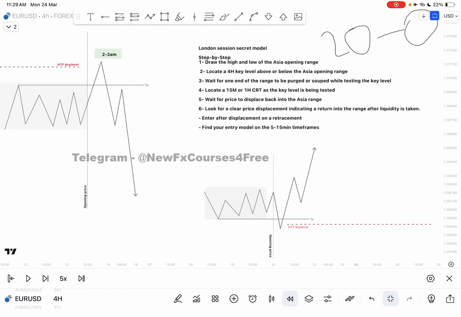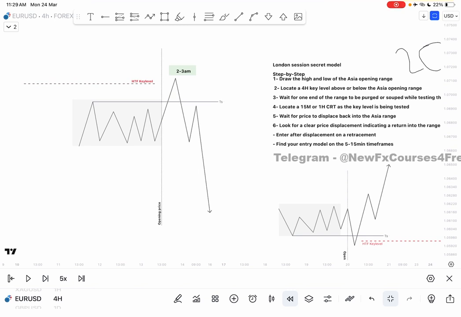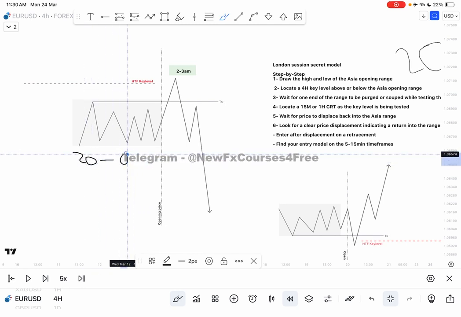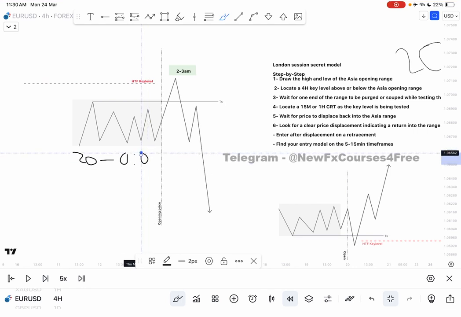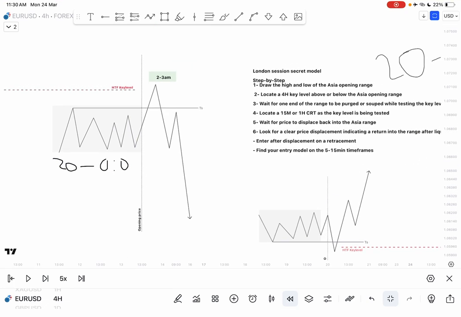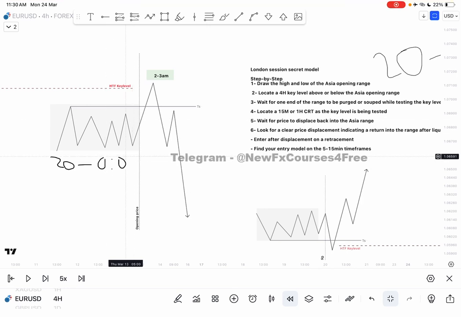So here we are. Here's some illustration. This whole gray shaded area is the Asian session, and it's usually 20:00 to 00:00. That's the opening of the new day candle. And as you can see at this vertical line, I marked out the opening price. So this whole gray shaded area is the Asian session range.